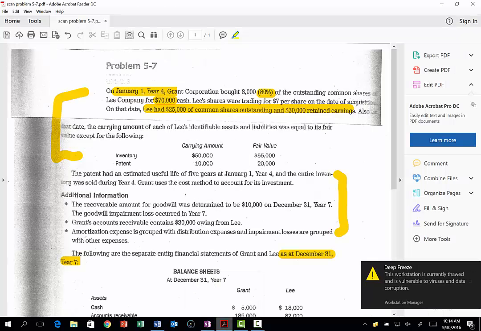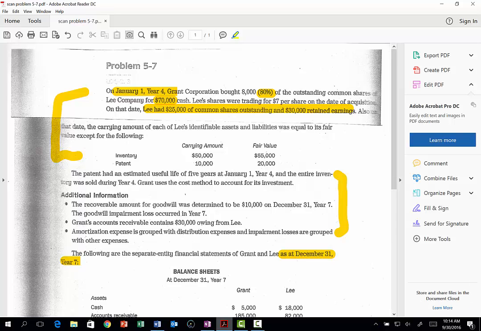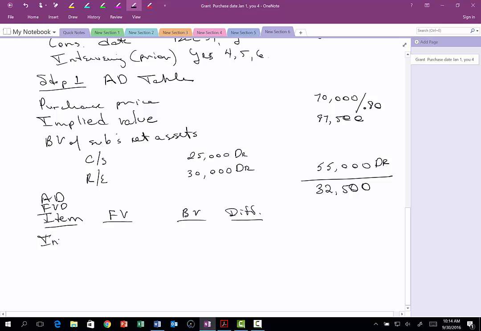All right, so if we go back to the problem then, inventory had a fair value of 55 and a carrying amount of 50. So there's one of our fair value differences. So what that means is, of course, remember, when we consolidate, we want to record the sub's assets and liabilities at fair value at acquisition. So consequently, we're going to have to debit inventory for 5,000 if we were consolidating at acquisition.